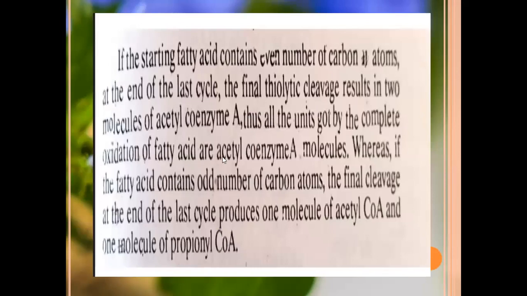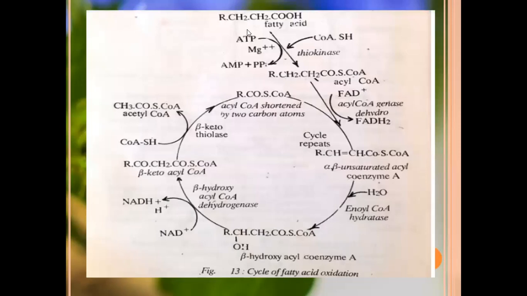If an even number of carbons in the acyl coenzyme A is present, at the end of this reaction 2 carbon atoms of acetyl coenzyme A are released. If an odd number of carbons in the acyl coenzyme A, finally one molecule of acetyl coenzyme A and one molecule of propionyl coenzyme A are formed. It is the beta oxidation of fatty acids. Final reaction, here it is.